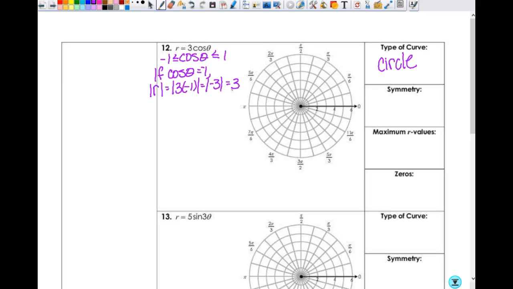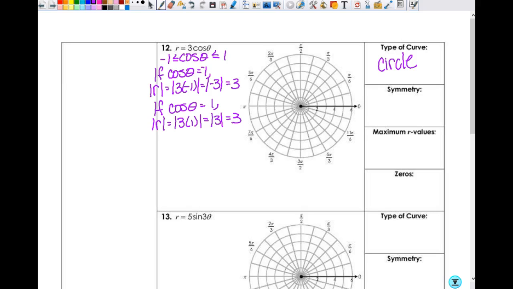And just FYI, last period I skipped this because I'm like, we know it's negative 3. I just went straight from here to 3. Then I realized on the next step that was kind of a bad idea, so I'll show you why when we get there. But that's why I wrote that down, even though I already kind of knew what it was. So if cosine theta is equal to a positive 1, then the absolute value of r is equal to the absolute value of 3 times 1, which is 3. So I get the same number.